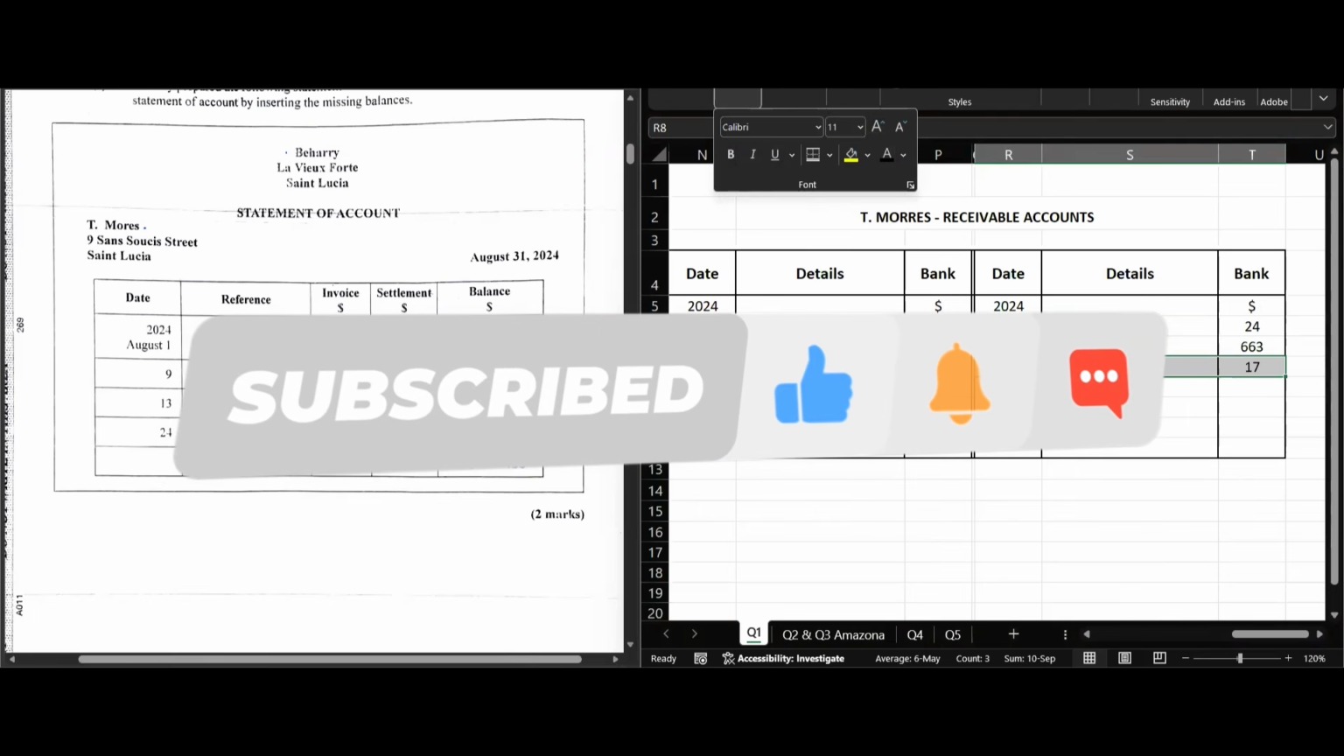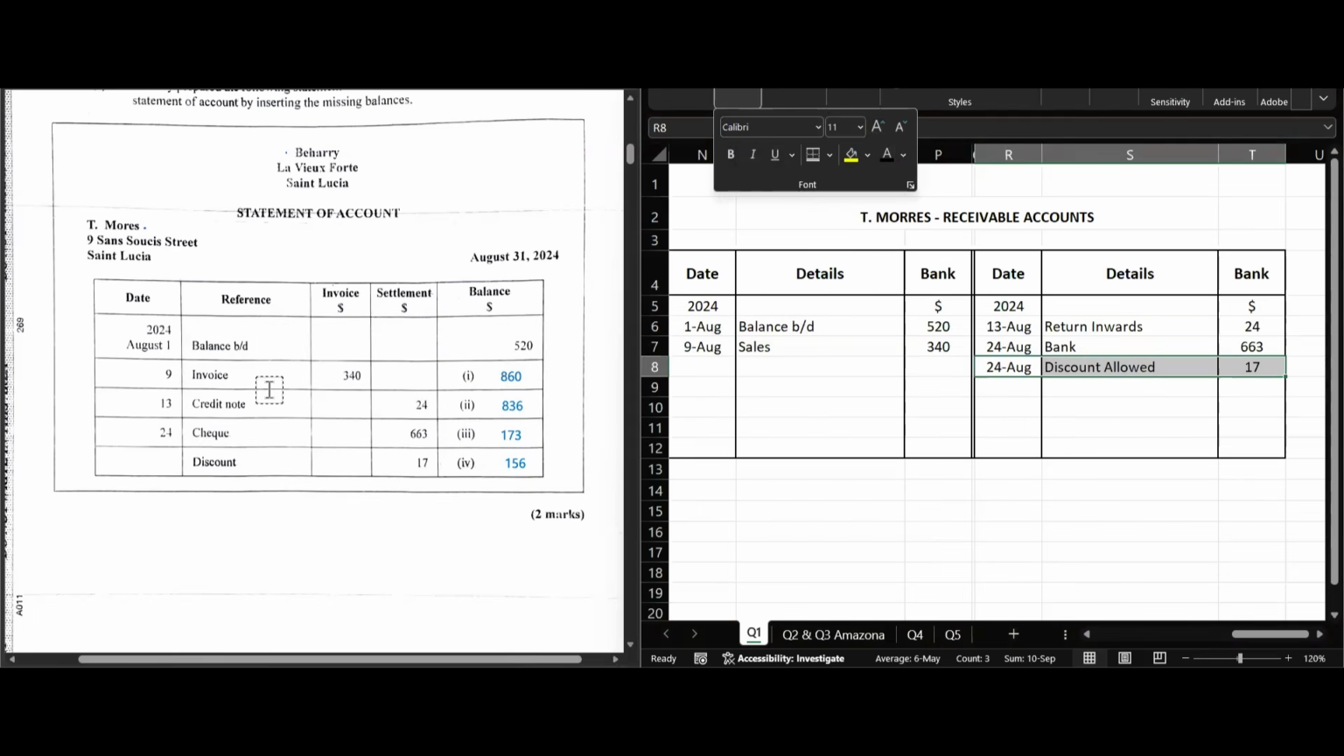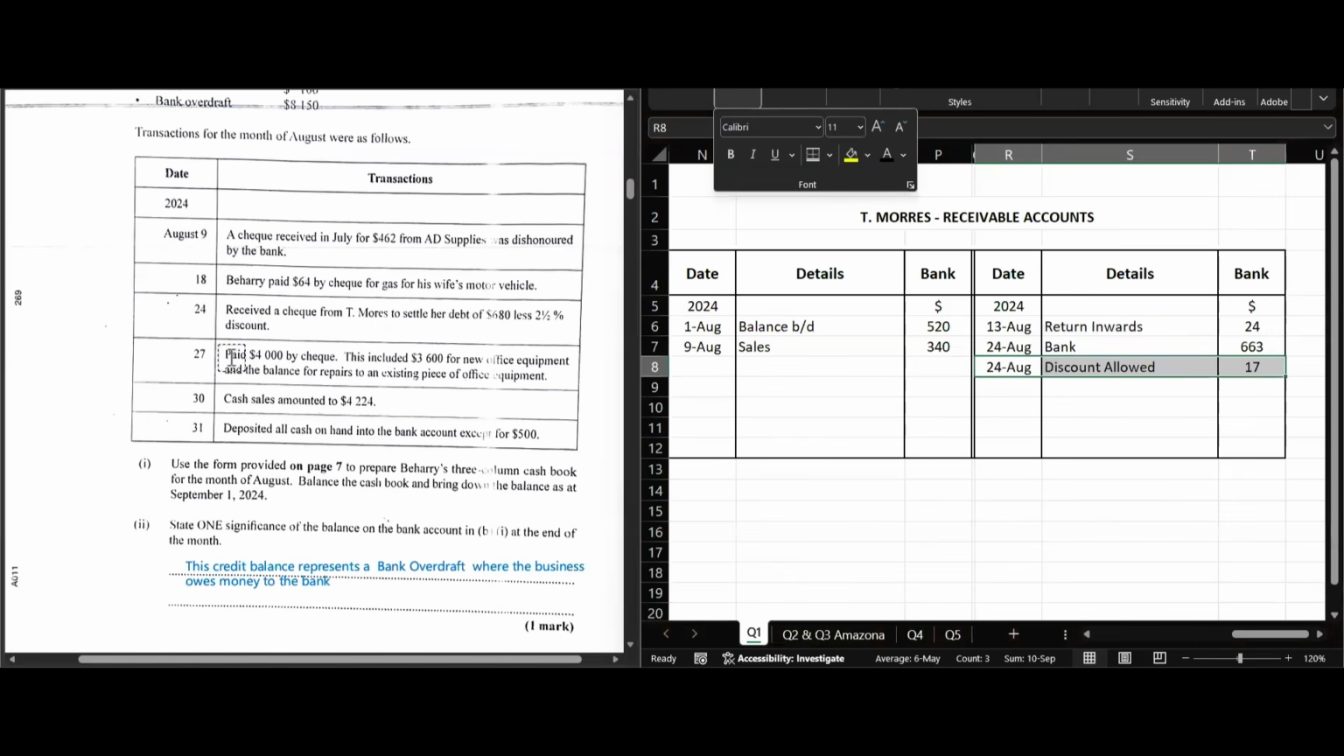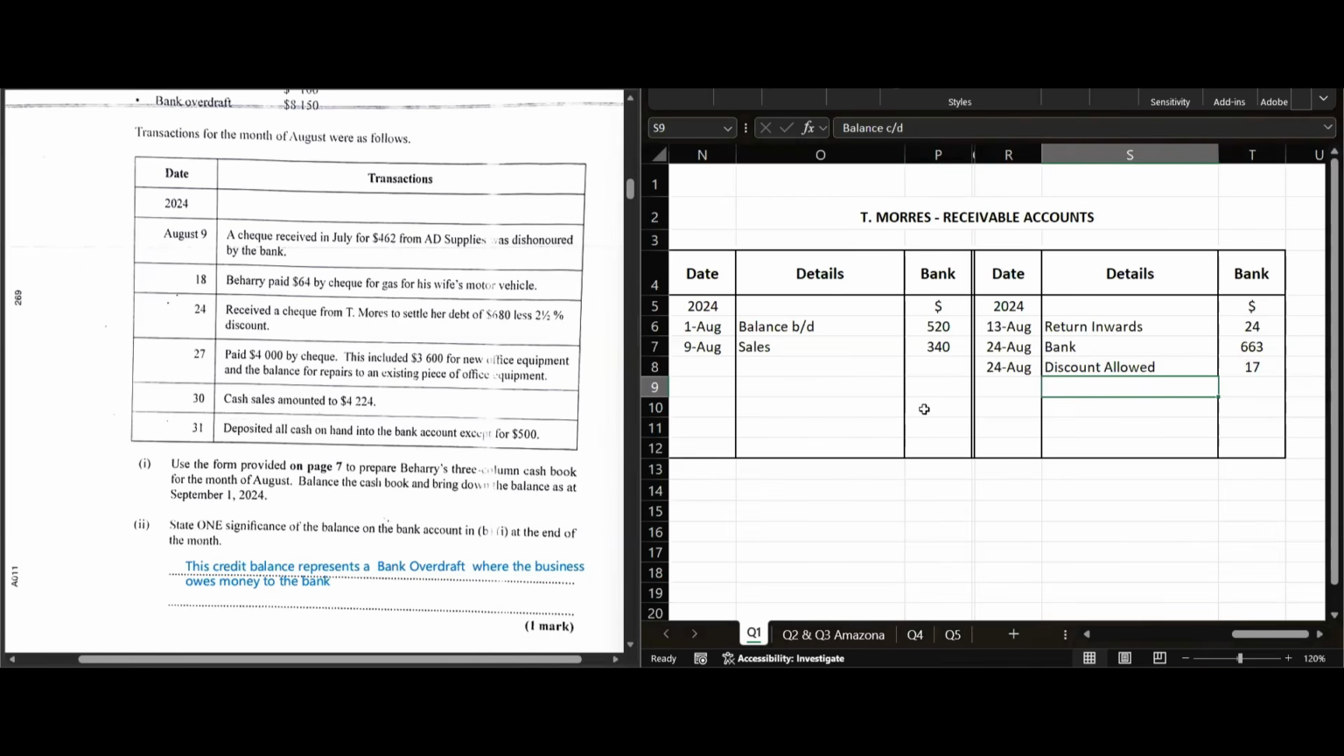Now, this is everything that happened with TMOs. The payment on the 24th of August, that was the amount that was showing up here as well in the cash book transactions. So that was it, guys. All we had to do now was simply balance up the account and we're done. So let's check it out.